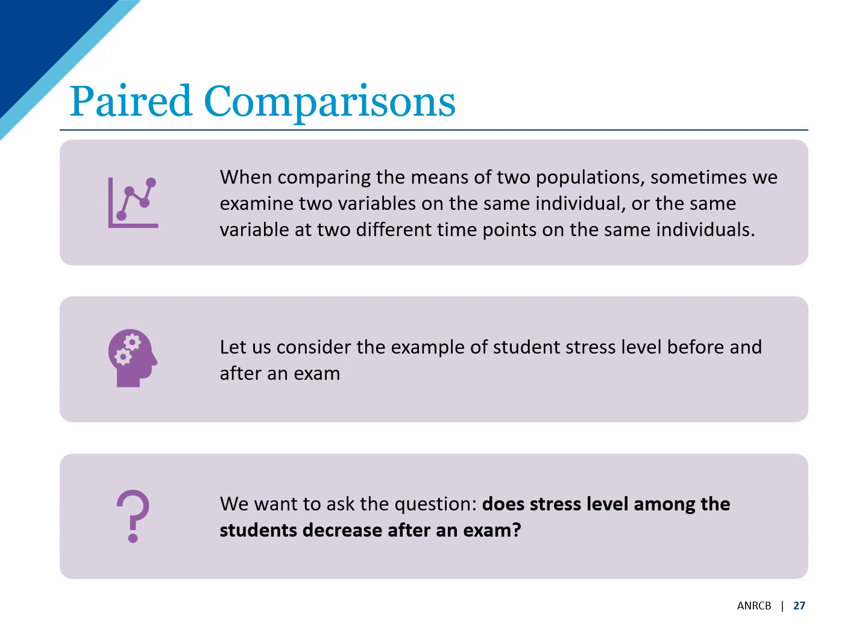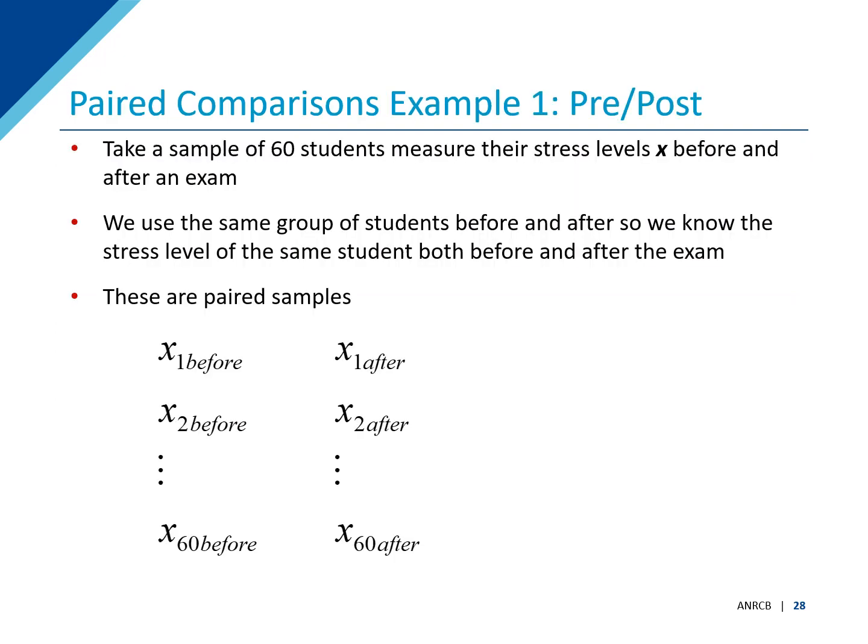Sometimes when we're comparing means of two populations, we examine two variables on the same individual, or we measure the same variable at two different time points on the same individuals. Let's consider the example of student stress level before and after an exam. We want to know, does stress level among students decrease after an exam?